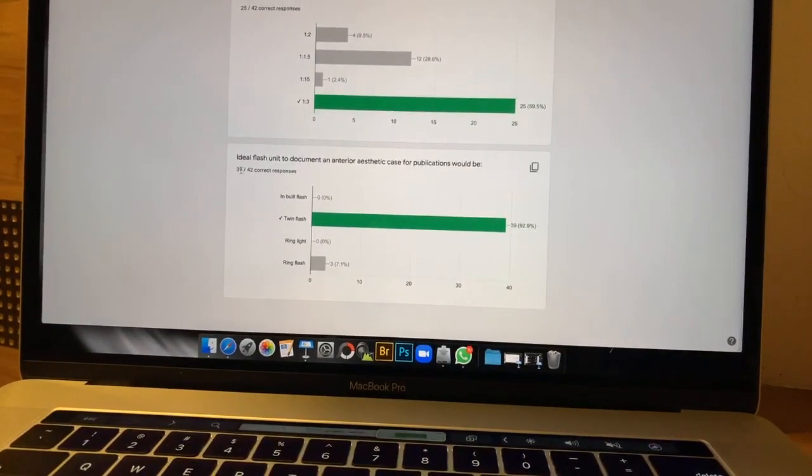And the last question was ideal flash unit to document anti-aesthetic cases for publications would be. Most of you have written a very good answer. In fact, only 3 people got it wrong. 3 people said ring flash, which is incorrect. The ideal one would be a twin flash, definitely. And 39, that is 92% of you have said it correct.